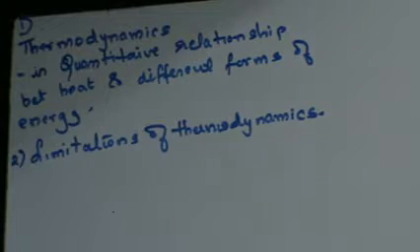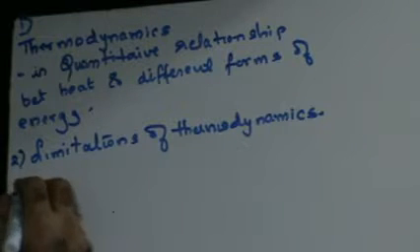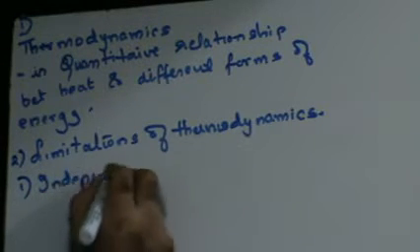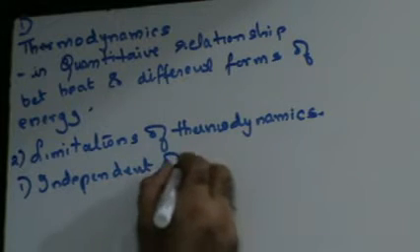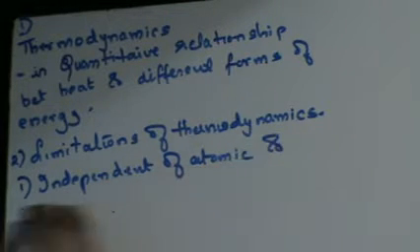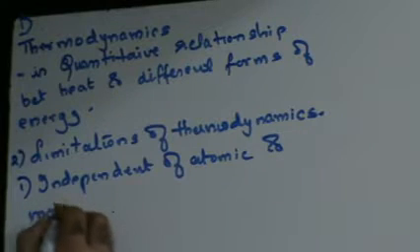Limitation of thermodynamics. Thermodynamics is independent of the atomic and molecular structure. So we do not come to know the impact of atomic and molecular structure on heat and different methods of heat transfer. So first, it is independent of atomic and molecular structure.